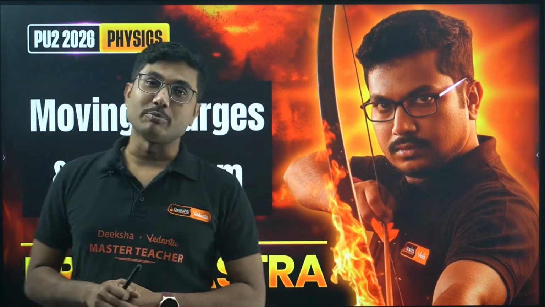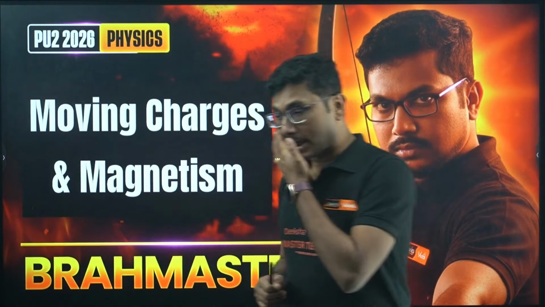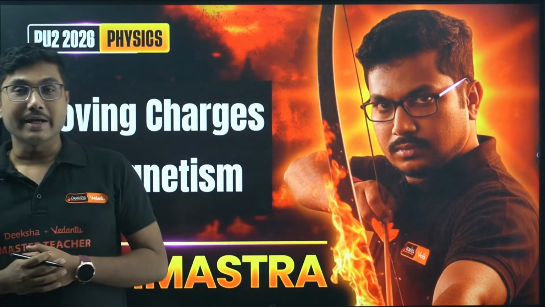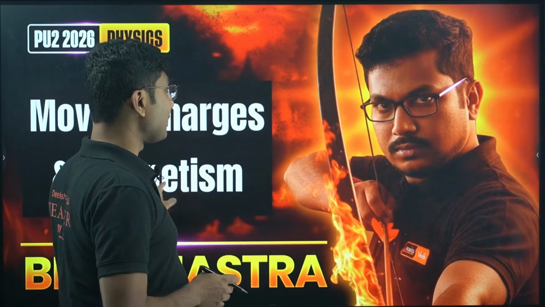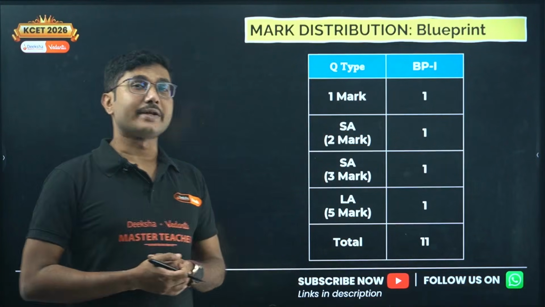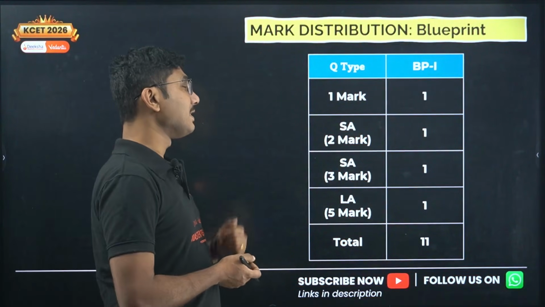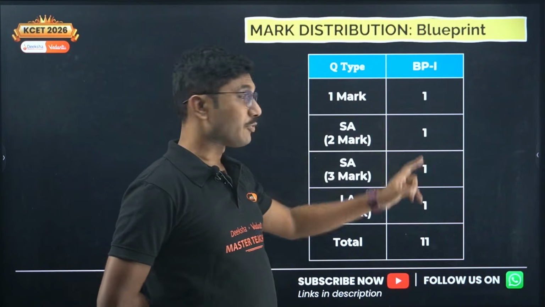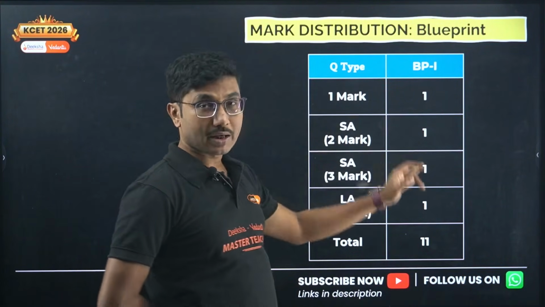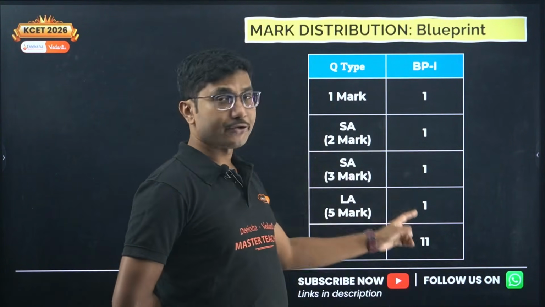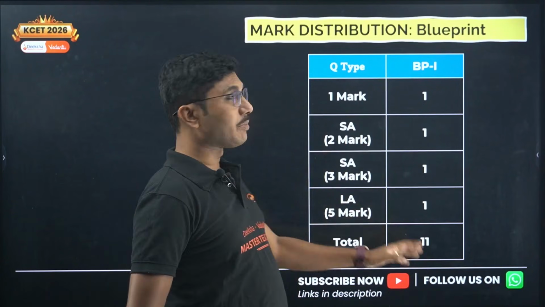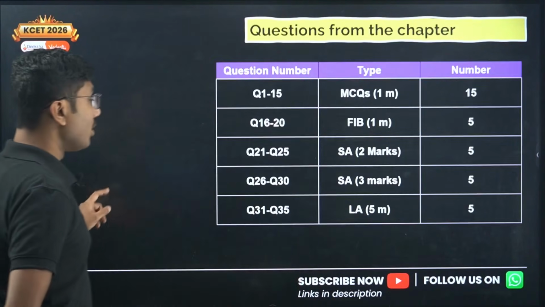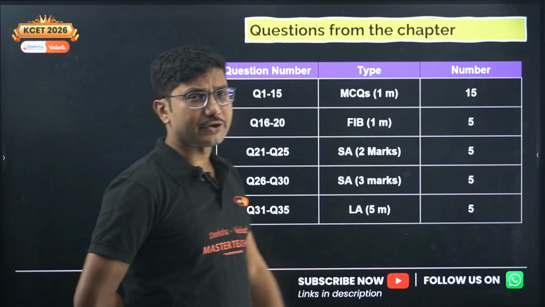Today I am going to discuss another important chapter, Moving Charges and Magnetism. This is one of the most important chapters, where you can get more than 10 marks. Before I start, just have a look at the blueprint of the 2026 year. One 1-mark question, one small answer type question, one small answer type 3-mark question will be there, and obviously one long answer type question will come. Total marks in this chapter is 11. So how many questions are we going to discuss in this lecture?